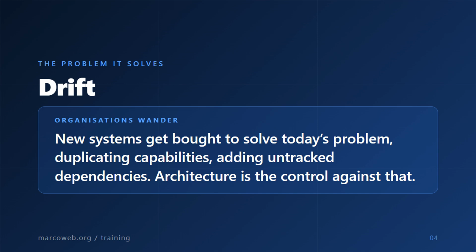Organizations wander. New systems get bought to solve today's problem, duplicating capabilities that already exist, adding dependencies nobody tracks, slowly turning the estate into something no one understands. Enterprise architecture is the control against that drift. It gives decision makers a map, so each new investment is judged against where the organization is trying to go.